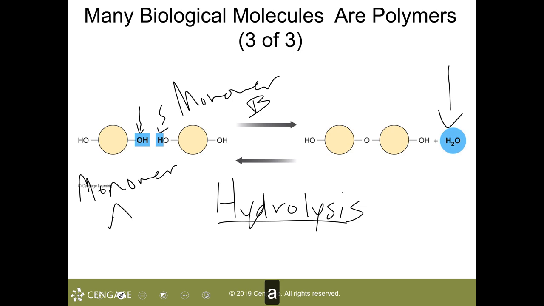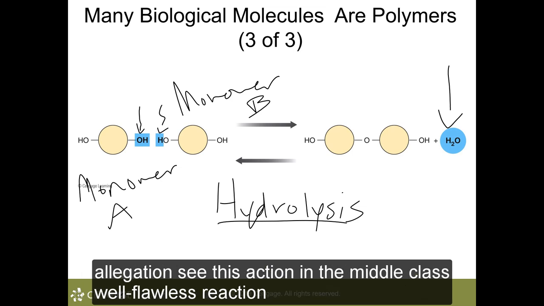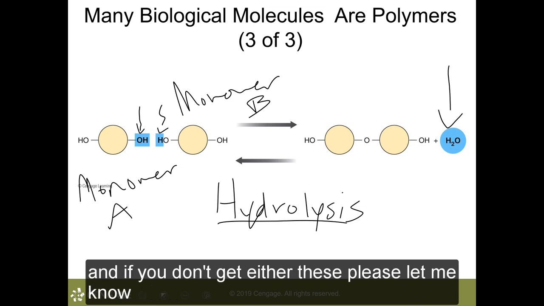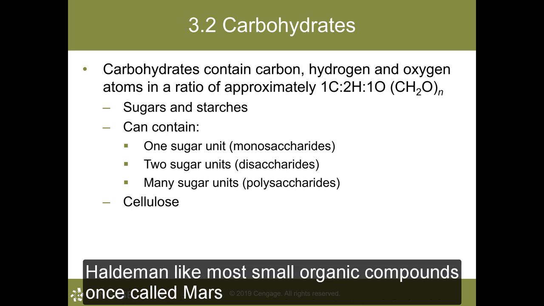monomer A. Class, this has been, meaning we did firstly the condensation reaction or the dehydration synthesis reaction, and then we ended up, class, with our hydrolysis reaction. So you have to understand both of these to, of course, better get to where we're going. And if you don't get either of these, please let me know. Let us now continue. So where we're going now, class, are to those macromolecules individually by group, meaning those giant molecules, those polymers, class, produced by covalently linking those small organic compounds, class, called monomers.